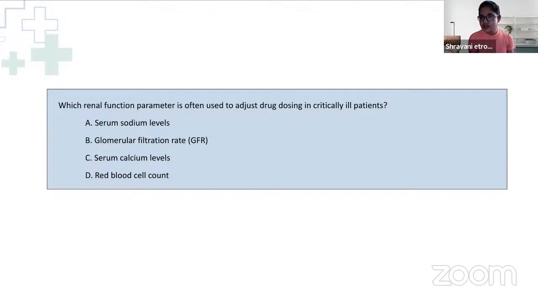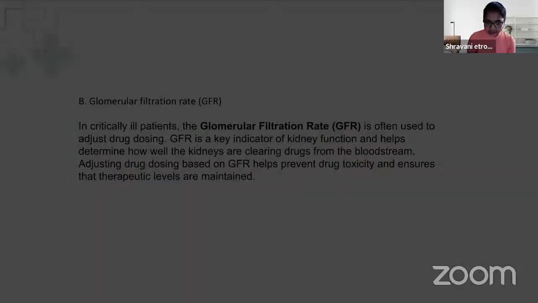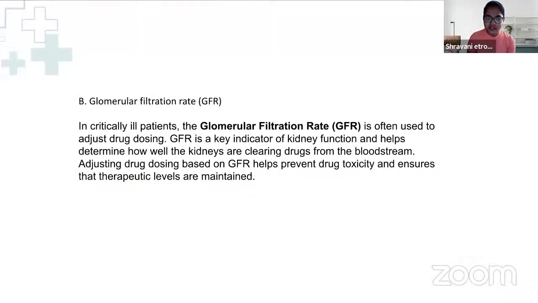So these are the series of questions. You just have to correlate. Option A is serum sodium levels. Option B, glomerular filtration rate. Option C, calcium levels. Option D, red blood cell count. So what is the correct option? I think it is a bit easy and it is really evident that we look at glomerular filtration rate.